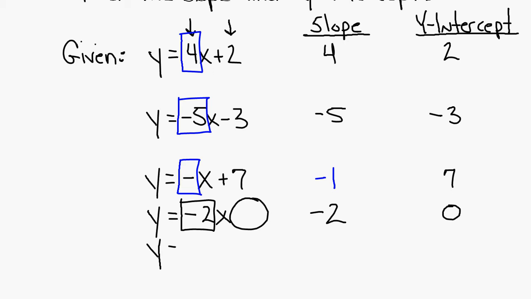If y equals 1/2 x minus 2/3, in this case, what is the slope? 1/2. And the y-intercept? Negative 2/3. Does anybody have any questions on finding the slope or the y-intercept?